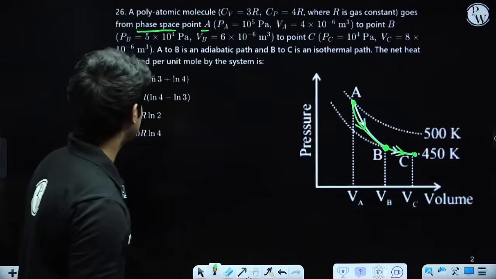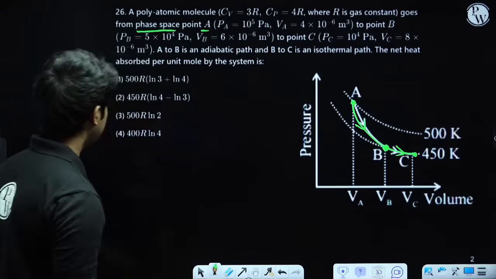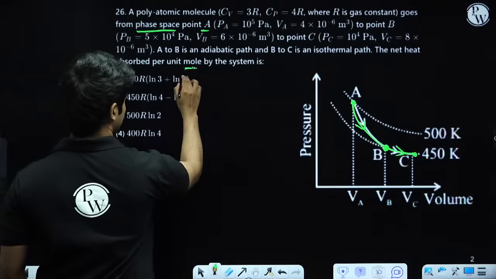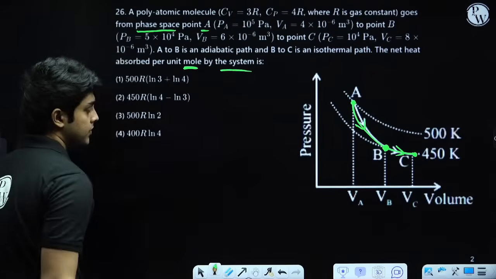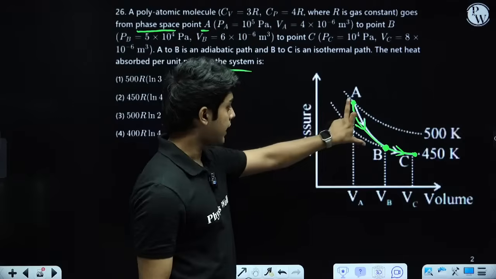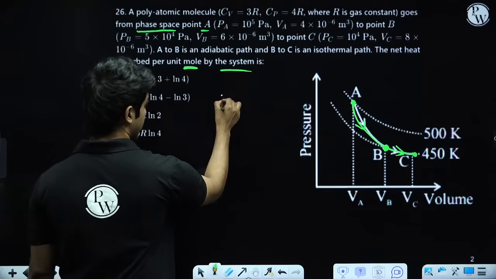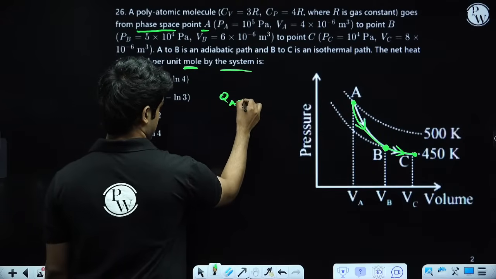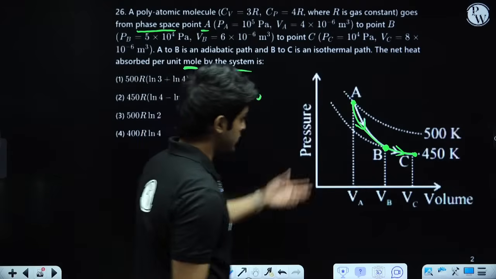The question is, what is the net heat absorbed per unit mole, so for 1 mole, by the system? So heat absorbed, okay, firstly A to B is an adiabatic process, so QAB is just 0, right? So A to B is basically useless to us.